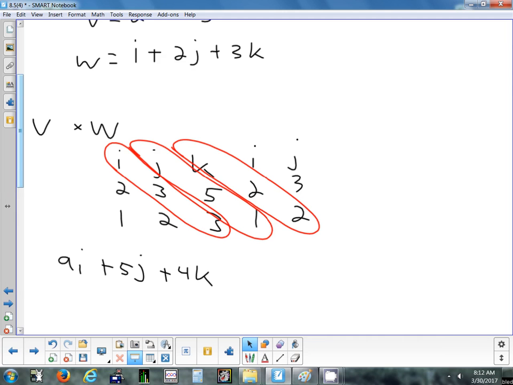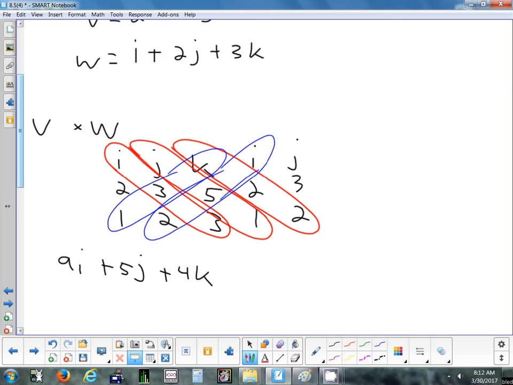Okay, so that's the first half. And now we do the second half, and that's it. So we're going to take this, that one, and that one. And what are we going to do with the 3 in blue? Subtract them.